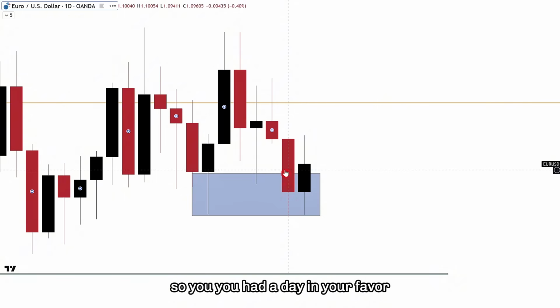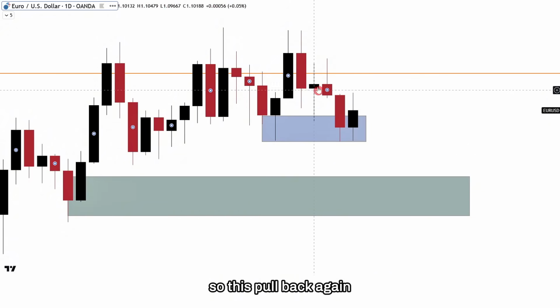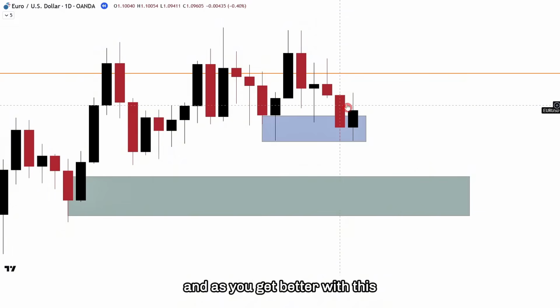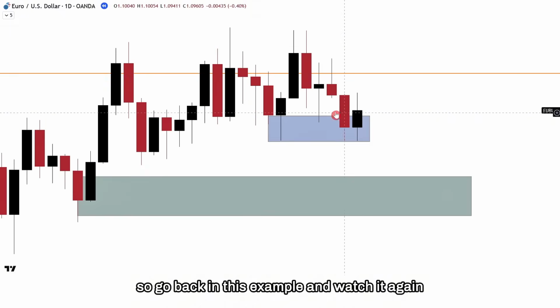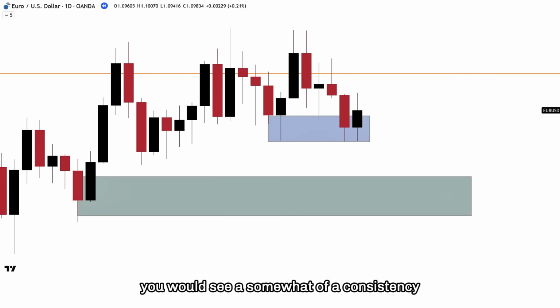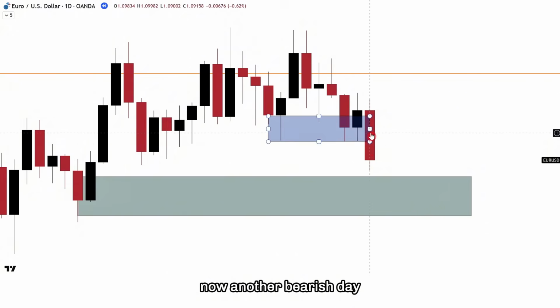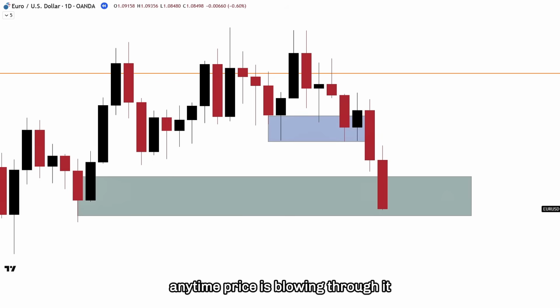So you had a day in your favor. Now we are going through a pullback. So this pullback again, and as you get better with this, you would understand what the pullback is reacting off. So go back in this example and watch it again and look at what these pullbacks are reacting off. You would see somewhat of a consistency. Now another bearish day, and now price is approaching the demand zone. So you could expect a rejection here anytime.